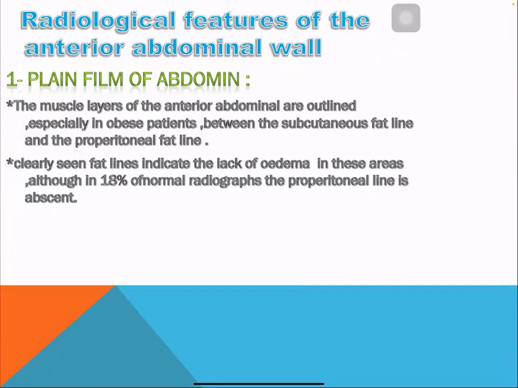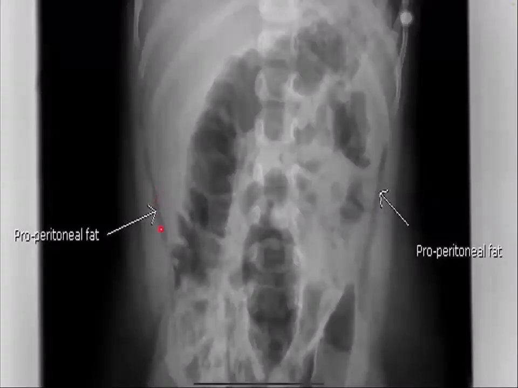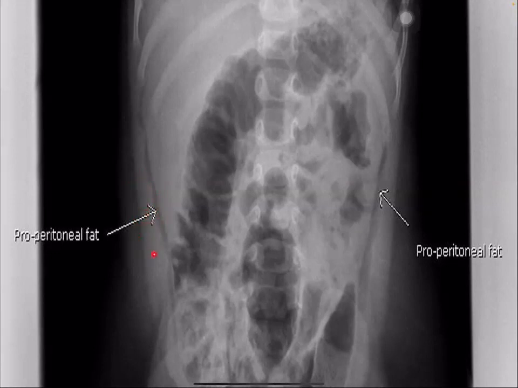Here is the properitoneal fat. This is the muscles of the anterior abdominal wall, and this is the subcutaneous fat. The radiolucent area is the fat, and the muscles are in between.